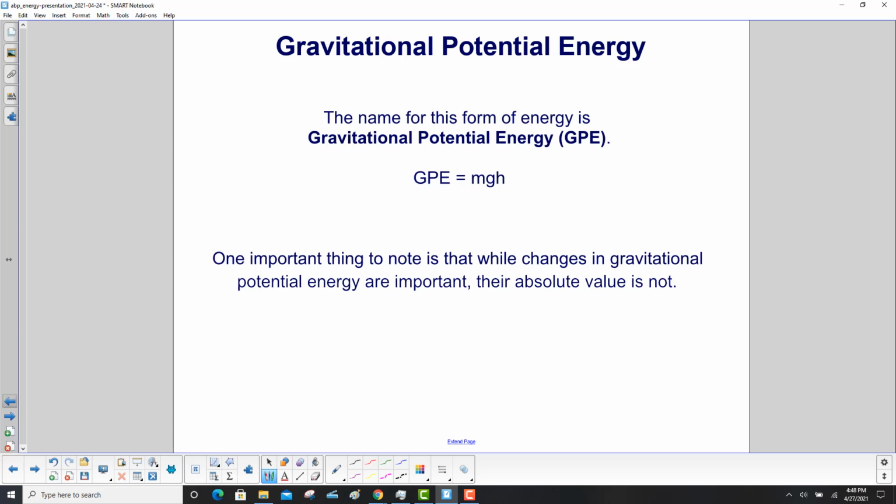The name for this form of energy is gravitational potential energy. So GPE equals mgh. One important thing to note is that while changes in gravitational potential energy are important, their absolute value is not, and we'll show you on the next slide how we defend that statement.